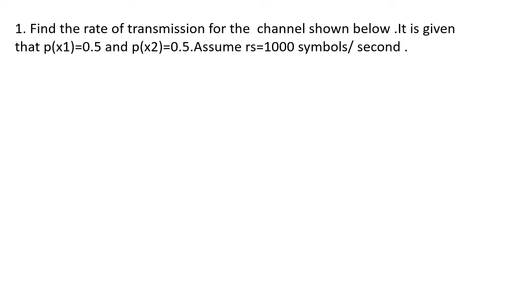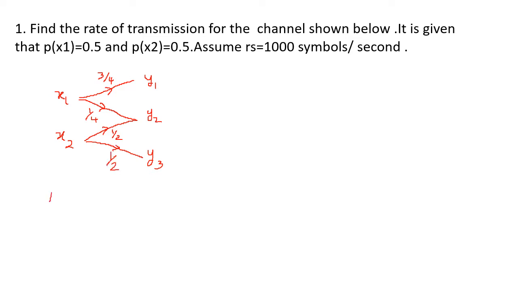So the channel diagram is given as you have x1, x2, y1, y2 and y3. Here you have this probability value given here, this probability value from x2 to y2, from x2 to y3, and the conditional probabilities are 3 by 4, this is 1 by 4, this is half, and this is half.